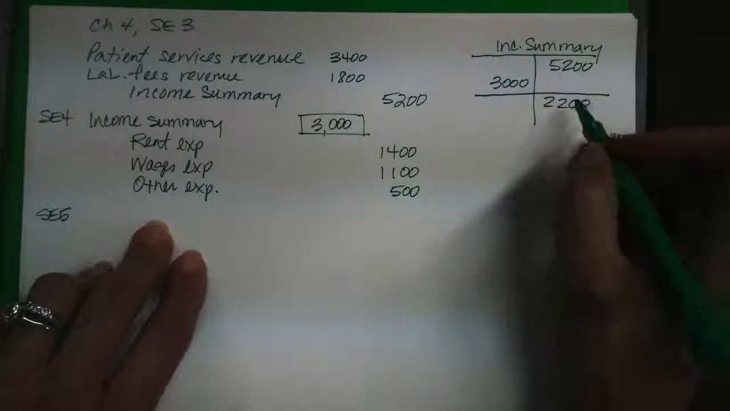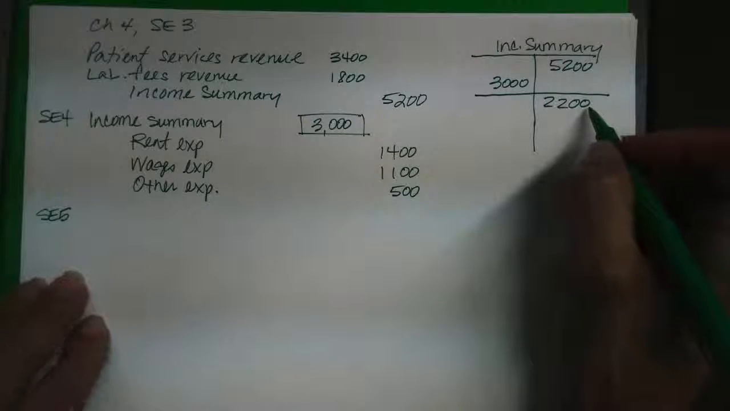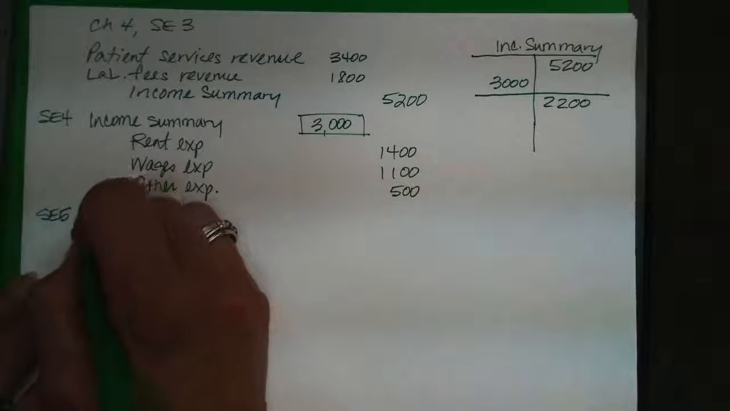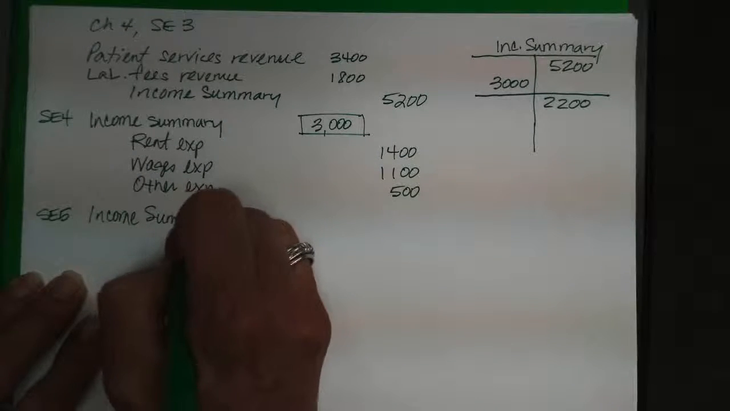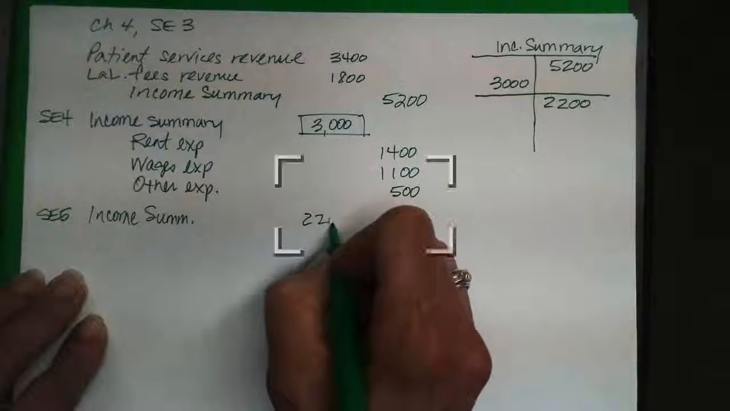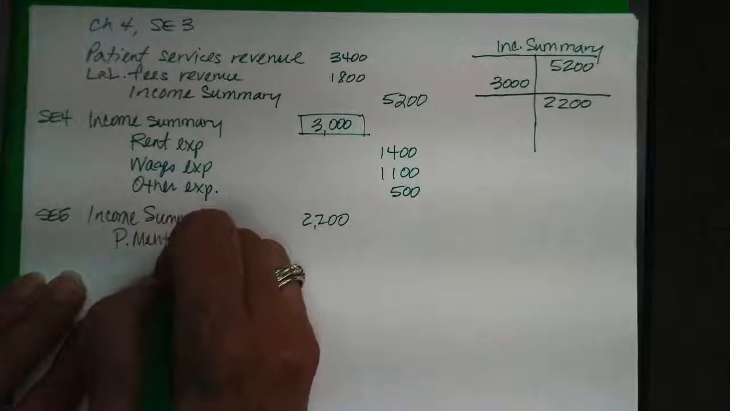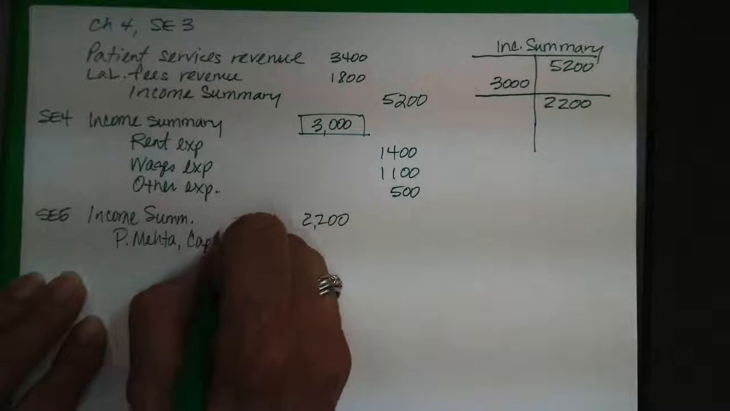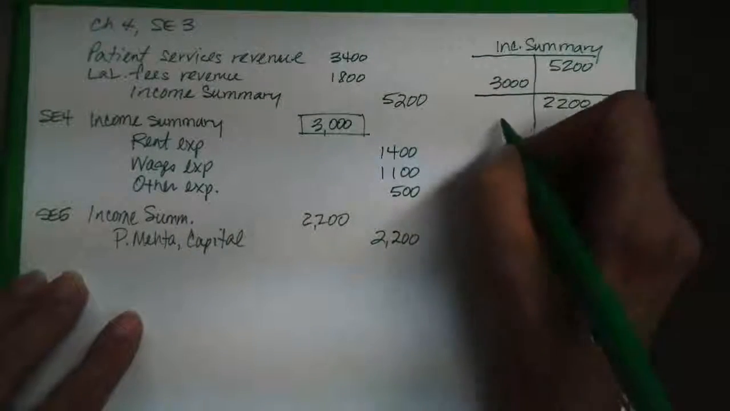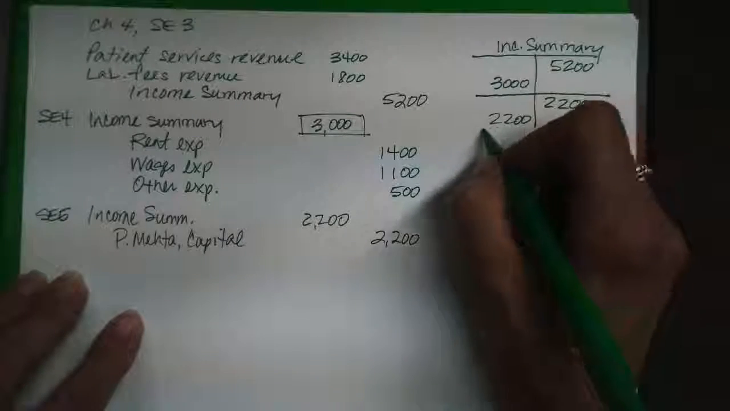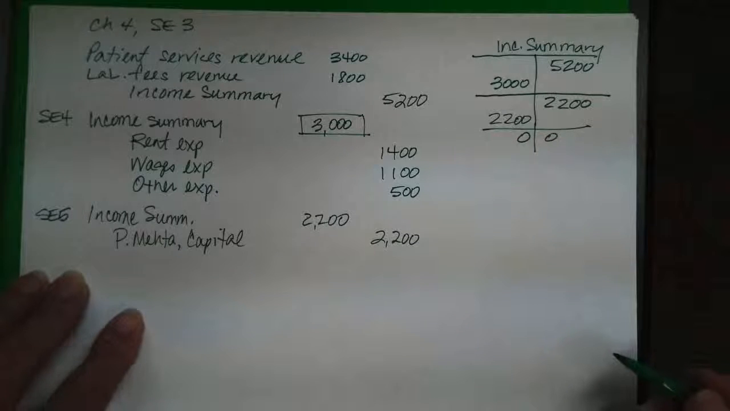Well, guess what? The income summary must be zeroed out as well, and that's how we get net income to the capital account. So I'm going to debit the income summary for the $2,200, and I'm going to credit the capital account. Okay, so we're zeroed out and ready to start the next year.